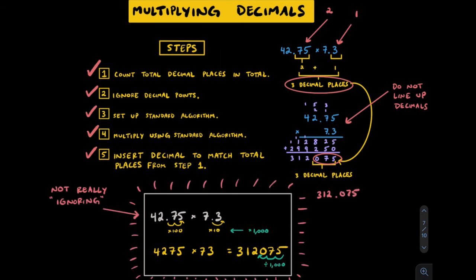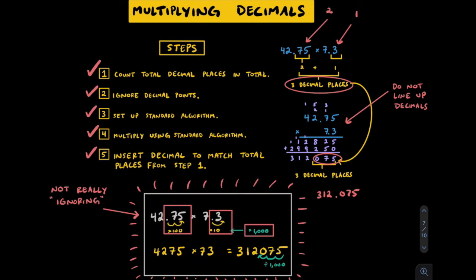Now, when I said we were kind of ignoring the decimal places, we aren't really doing that. When we pretended that 42.75 didn't have a decimal, we really were technically multiplying it by 100. When we do that, we slide the decimal over 2 times to the right because it's 100 times bigger. And when we were ignoring the decimal in 7.3, we were really multiplying it by 10 to slide the decimal over 1 time.